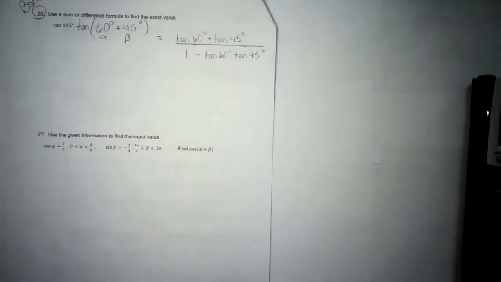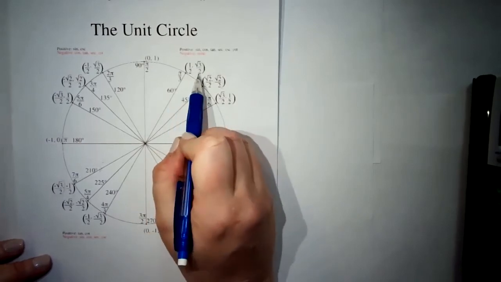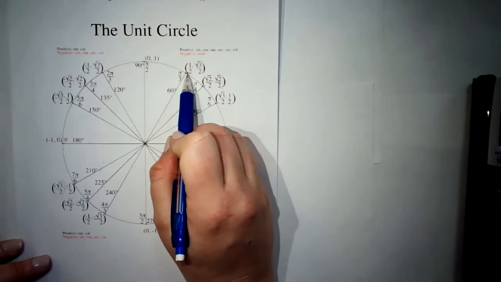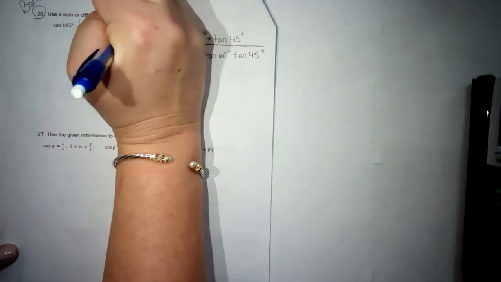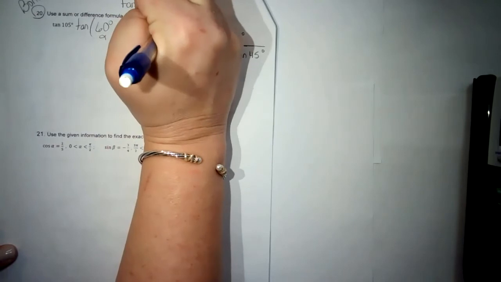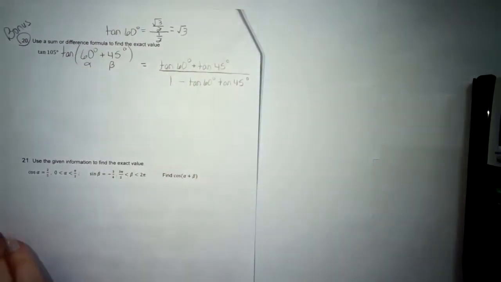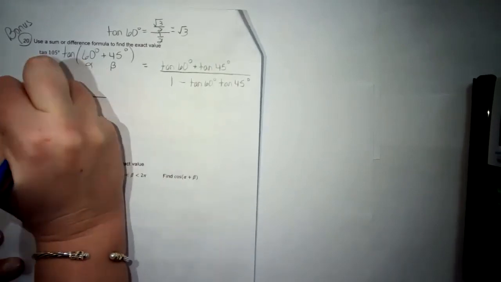So now we go to the unit circle. What is the tangent of 60? Okay, tangent of 60 is root of 3 over 2 divided by 1/2. What is that going to reduce down to? Root of 3. So tan 60 is root of 3 over 2 divided by 1/2. That's going to give me a very nice, just root of 3. Okay, so that's what I'm going to replace tan of 60 with.